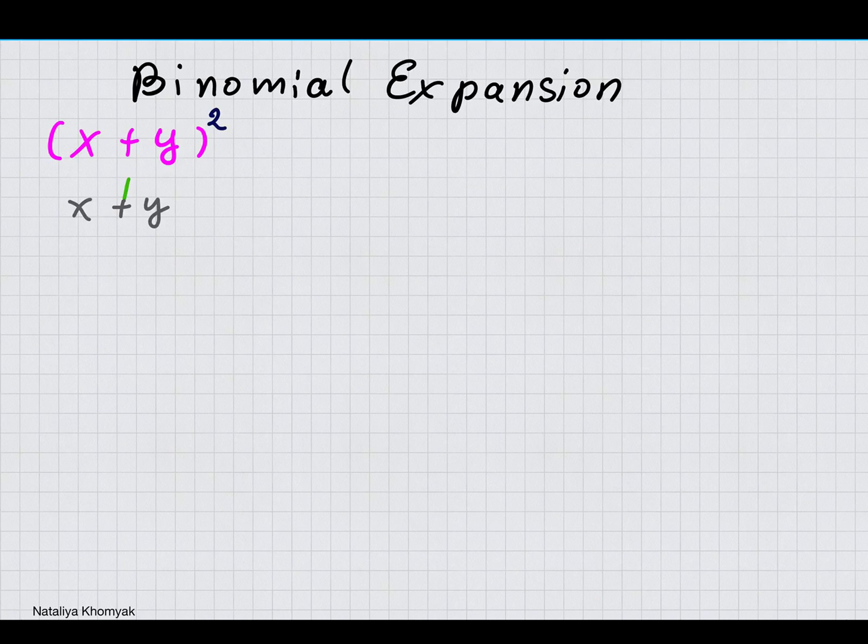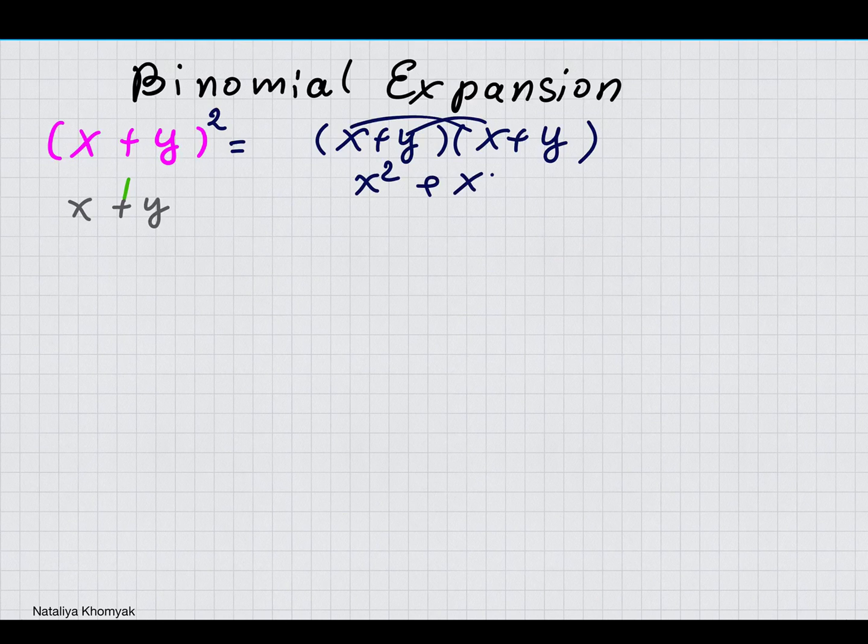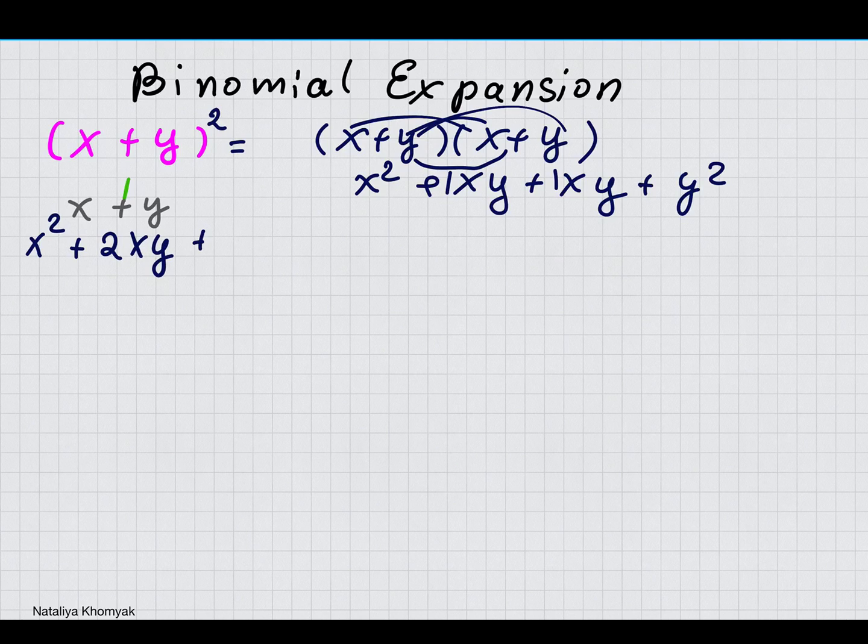If we have to raise this binomial to a second power, this will be x plus y times x plus y. And after we distribute, x times x, we have x squared. This will be xy plus this will be xy plus y to the second. So our next answer will be x to the second, we have 1xy plus another one, plus 2xy plus y to the second power.